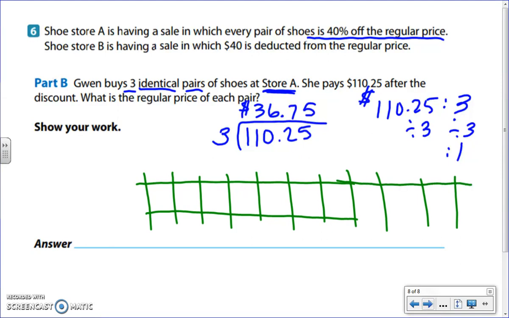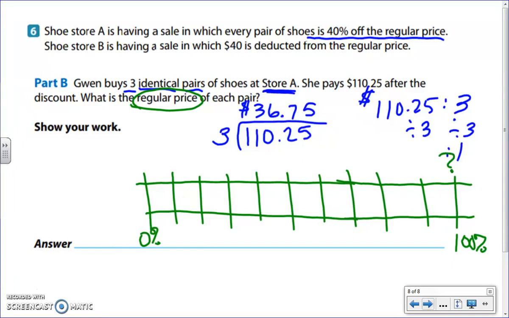Okay, so each of these represents 10% like we have done in the past. There's 0% and there's 100%. And what we need to figure out is how much the regular price was. Okay, the regular price before the discount. So if they had to pay full price, that's what we're trying to figure out.